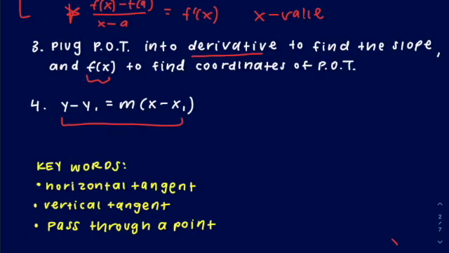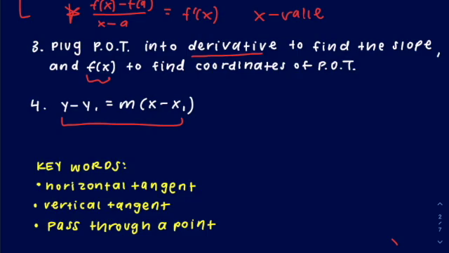Okay, so keyword, if you see horizontal tangent in the problem, you're going to set the derivative equal to 0. Whatever value you get, that's the x-coordinate of the point where a horizontal tangent line occurs. If you see vertical tangent, you're going to find where the derivative is undefined. So if it's a fraction, find what makes the denominator 0. If it's a log function, find what makes the argument 0. If it's a square root function, find what makes the inside expression less than 0 or negative.